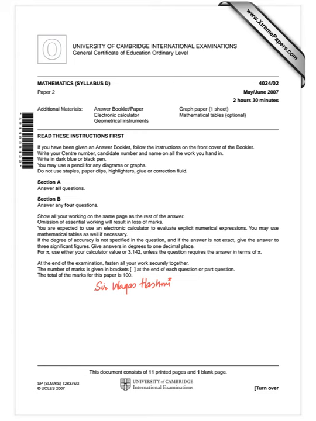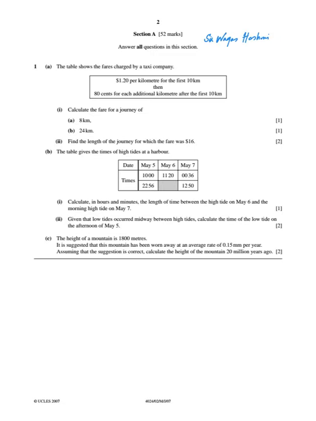Alright, so in this video we are going to start May-June 2007 paper 2. Question number 1 says the table shows the fares charged by a taxi company: $1.20 per kilometer for the first 10 kilometers, then 80 cents for each additional kilometer after the first 10 kilometers. Calculate the fare of a journey for 8 kilometers. So it's under 10 kilometers.